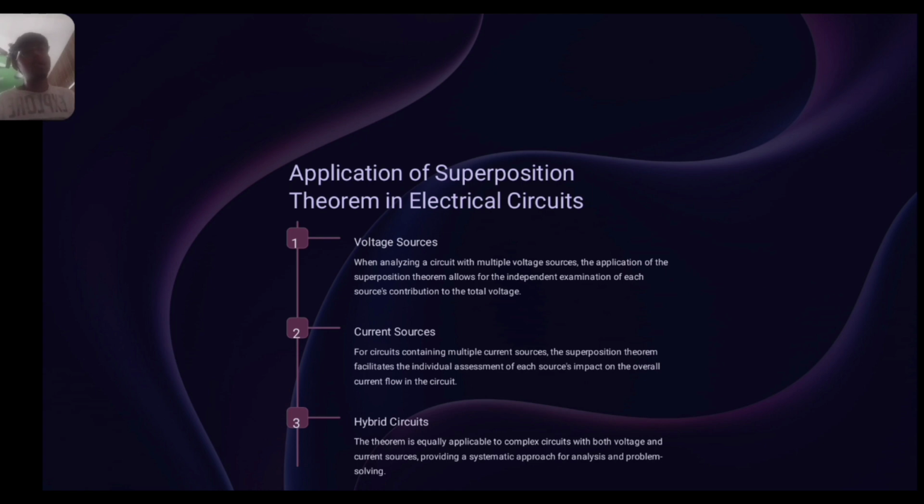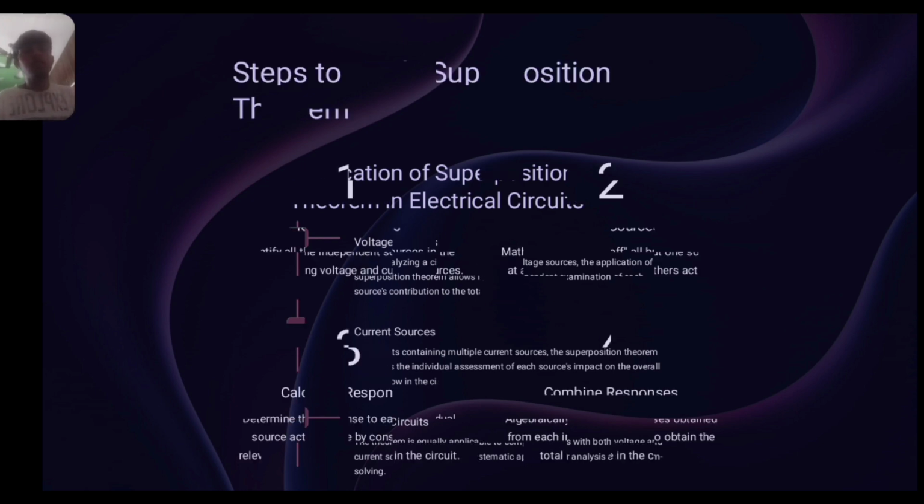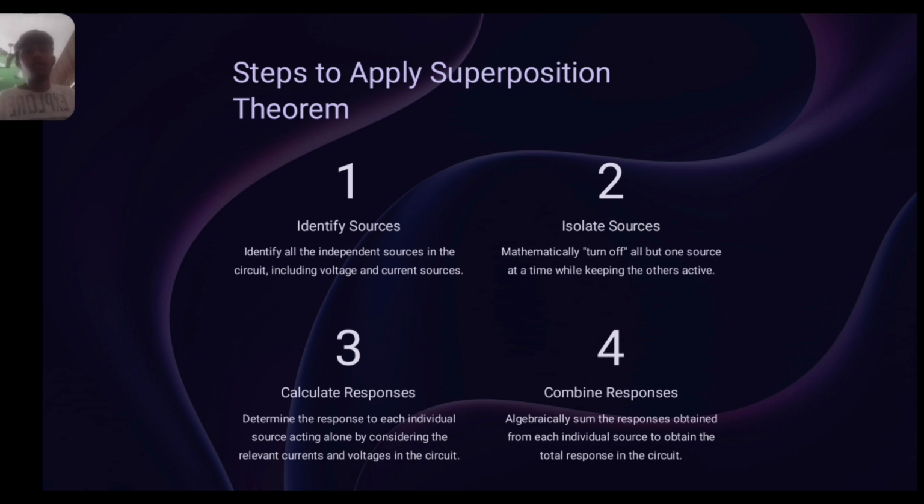Let's move on to the steps of applying the superposition theorem. These are the steps for solving superposition theorem problems. First step, identify the sources: identify all the independent sources in the circuit, including voltage and current.